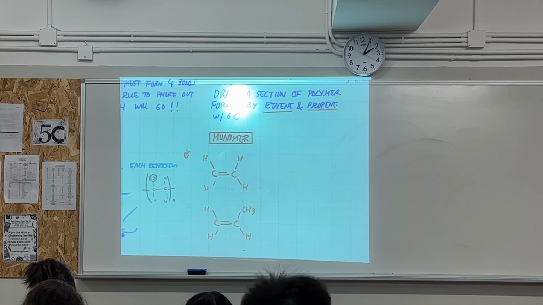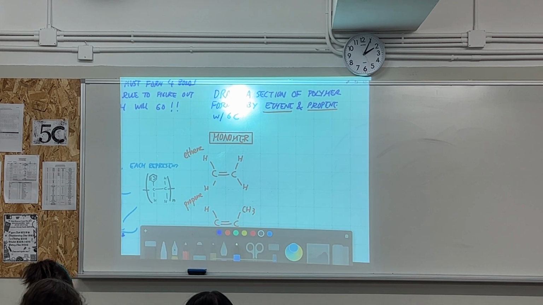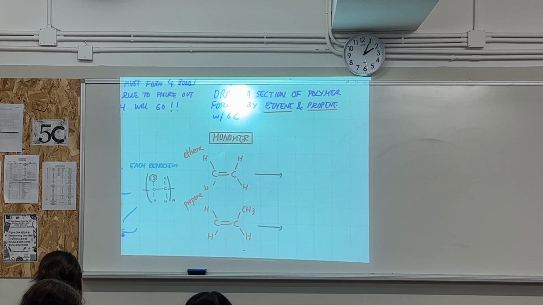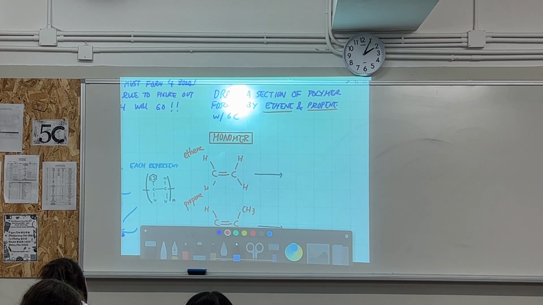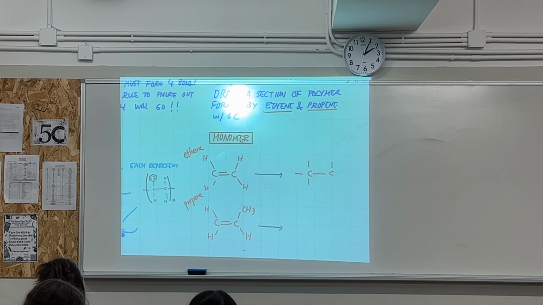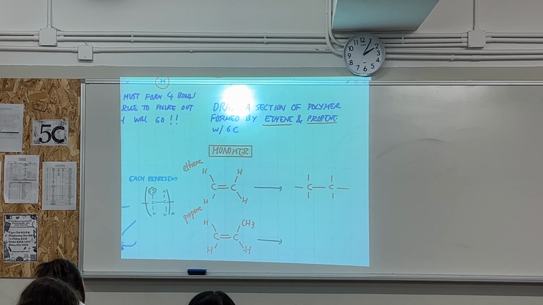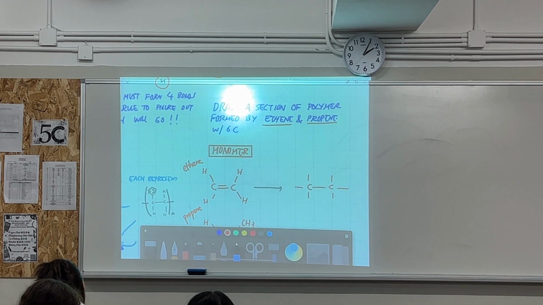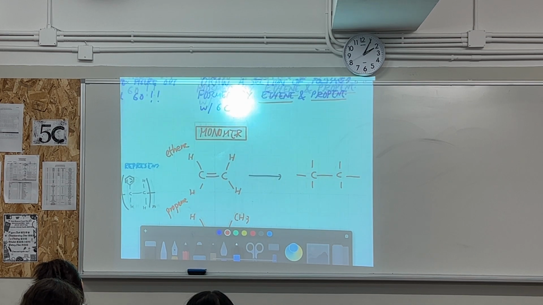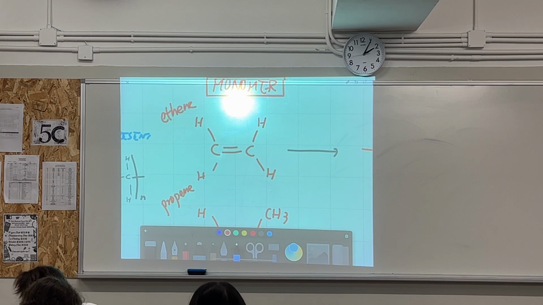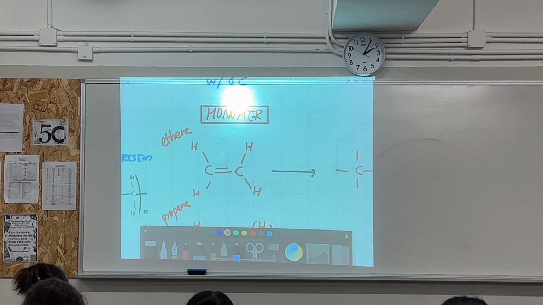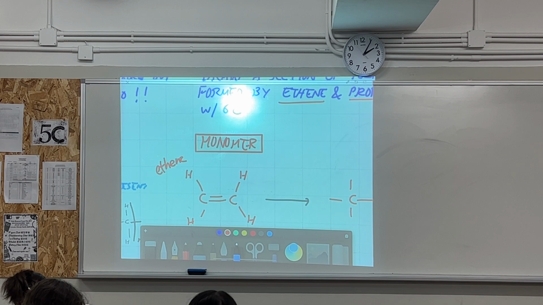So this is ethene. If this is propene, can you tell me what the polymeric structure would look like when we do those modifications? Do you see the question? Draw a section of a polymer formed by ethene and propene with 6 carbon. Can you look at this monomer and tell me how many carbon you see per monomer unit? 2. So how many of the monomers should you draw if you were asked to show a section with 6 carbon? 3, because 2 times 3 is 6.